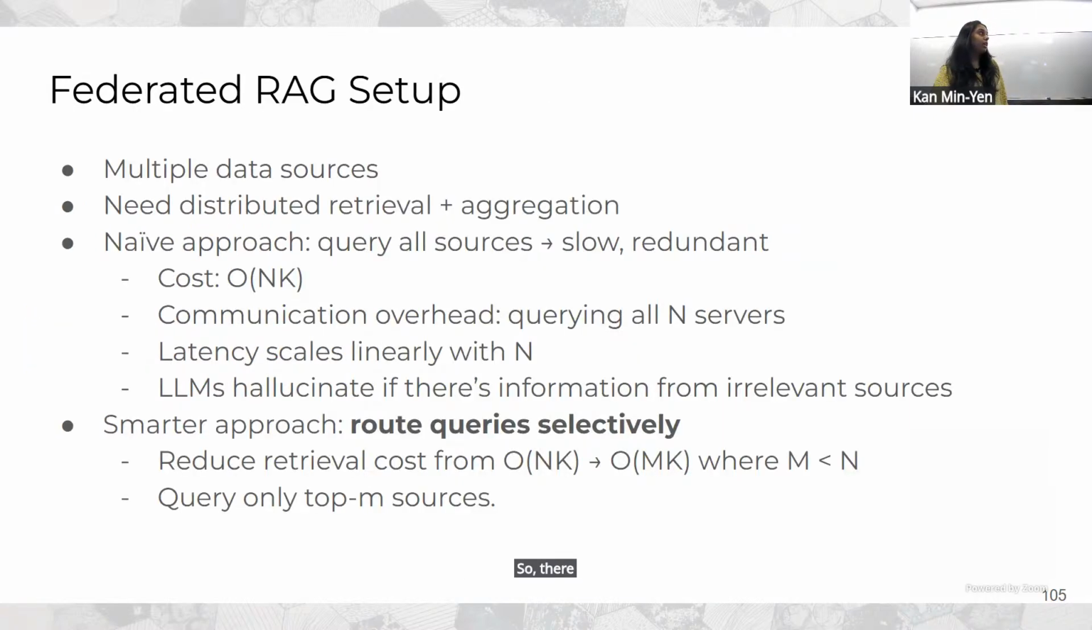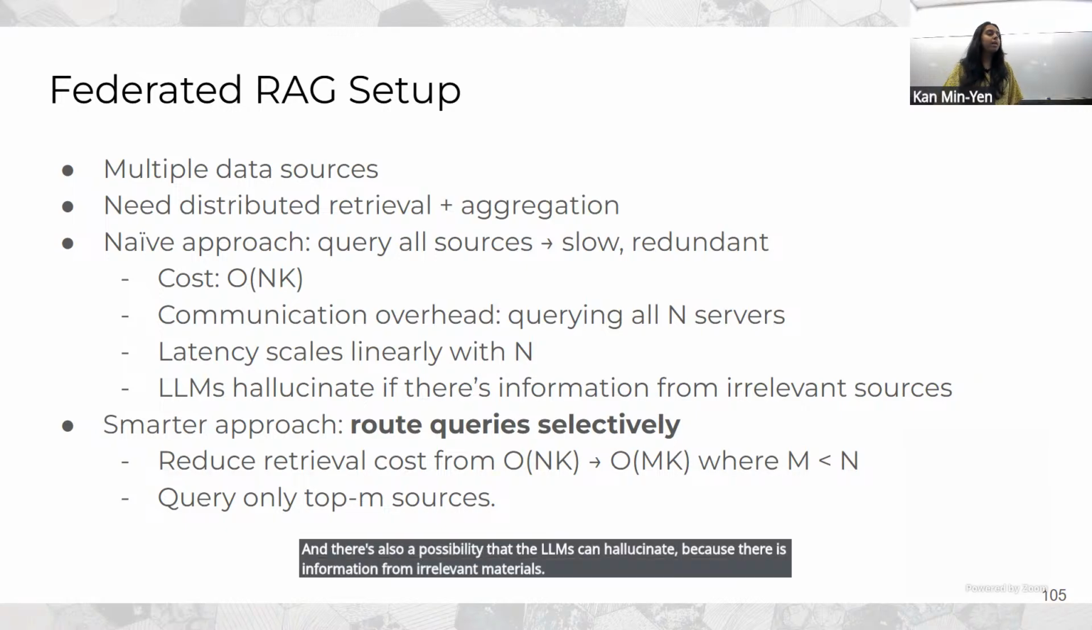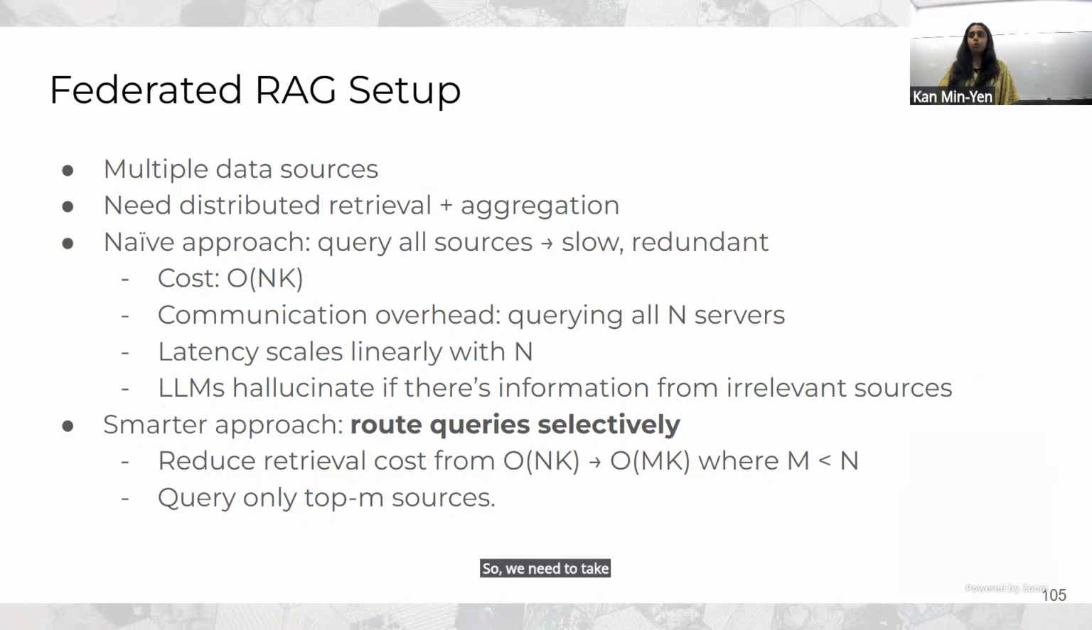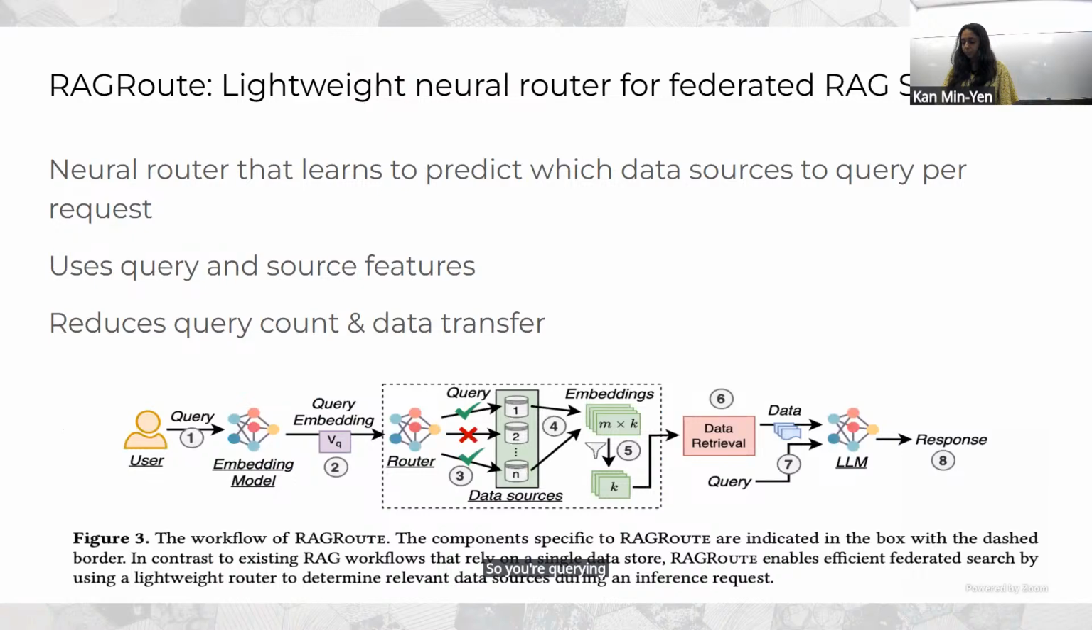There is a communication overhead because you have to query all the n servers, and the latency scales linearly with n, which is not ideal. There is also a possibility that the LLMs can hallucinate because there is information from irrelevant retrievals. So we need a smarter approach where we route the queries selectively, and this will reduce the retrieval cost from nk to mk, where m is less than n. So it's just a subset of the retrieval systems, for example querying the top 10 sources.